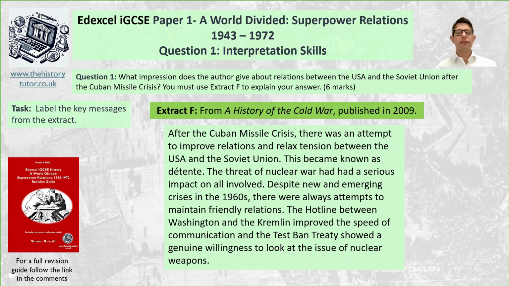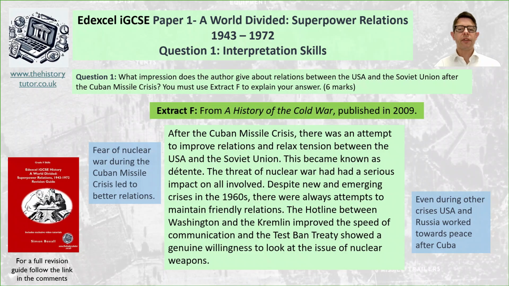Our first job then is to have a look at the extract and label the key messages. So pause me now and see if you can work out the key message, the big message about the relations between USA and USSR after the Cuban Missile Crisis. See if you can find different elements of that in there. Maybe there's a couple of different ideas you can find. Pause me now and away you go.